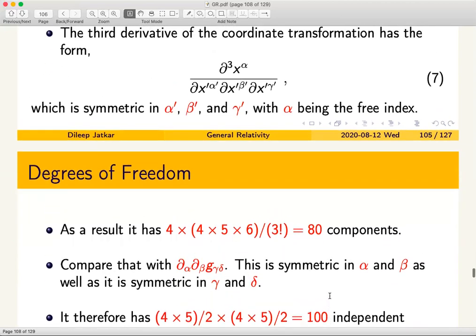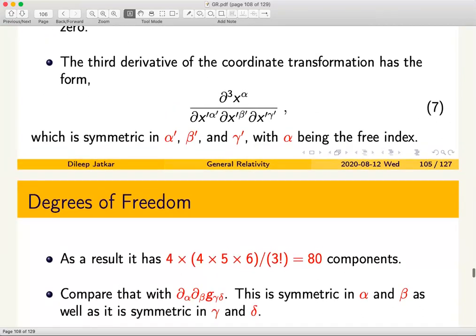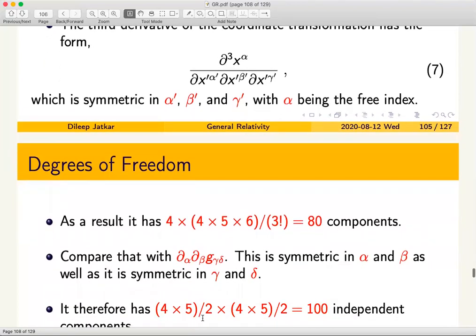So here what we have is a quantity like this: the second derivative of the metric. Alpha beta is symmetric because this is a partial derivative, and g contains gamma delta, which is also symmetric in gamma delta. So you have a double symmetric structure, symmetric in alpha beta and symmetric in gamma delta. But we know how to do this computation, right? Alpha beta would give you 4 into 5 by 2, and gamma delta will give you 4 into 5 by 2, and you have to take a product of the two because their symmetry properties are not related to each other. They are independent statements. This gives you 100 independent components.